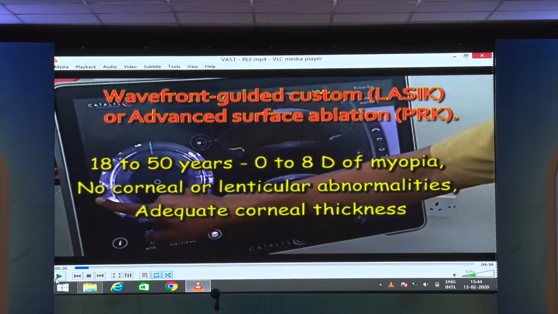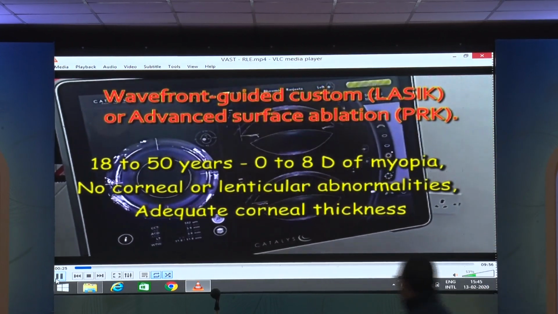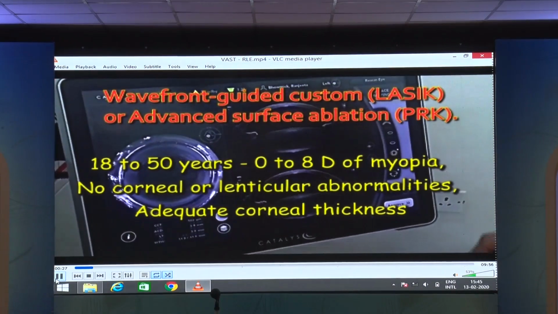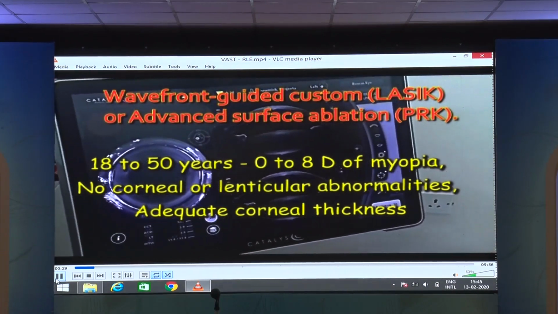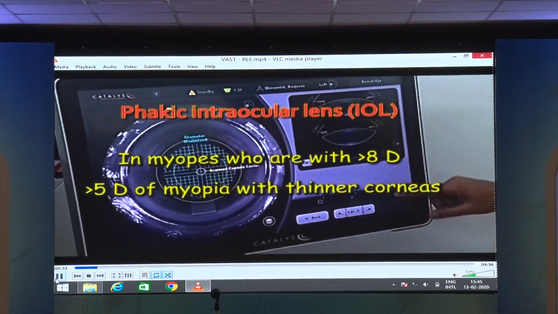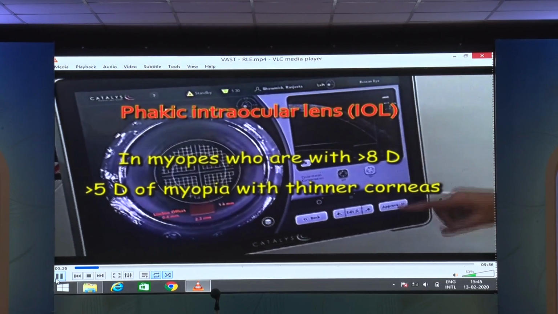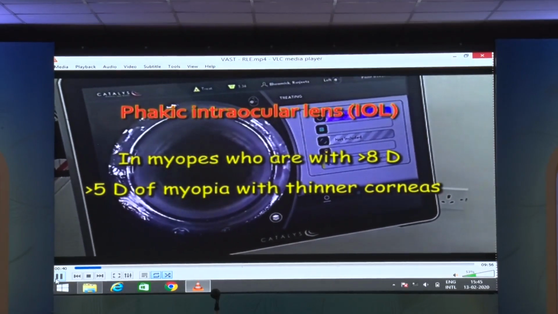This is the broad heading: no corneal or lenticular abnormalities, and as far as the thickness or the residual bed thickness is concerned, there is no contraindication, or there is adequate corneal thickness. Now, these are definitely my first choice for guiding the patient to undergo LASIK. For me, the phakic IOL is for any myope above 5 diopter of myopia with thinner corneas. And if above 8 diopter and you have thicker cornea, definitely LASIK would be my first choice. And the age would definitely also be a factor.